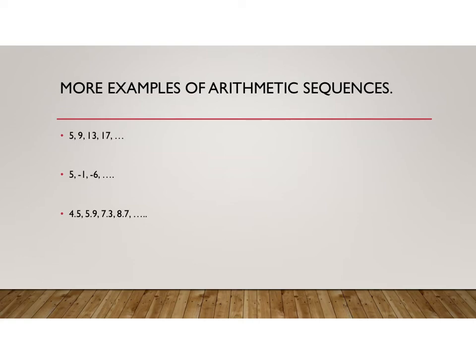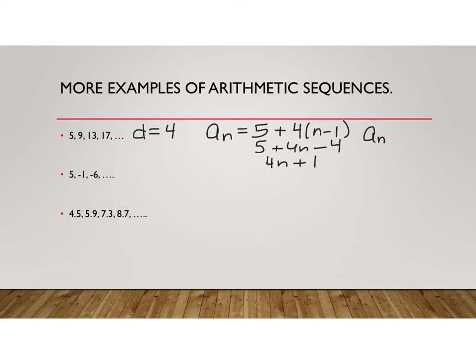So, some more examples of arithmetic sequences. 5, 9, 13, 17. This one has a difference of 4. So the formula for this would be a sub n, I'm going to use a lowercase a here, but it doesn't matter, equals first term plus the difference times n minus 1. Now you could distribute that 4, combine like terms, and we'd have 4n plus 1. Using that little trick we talked about before, this would be the difference times n, and then your term before the first would be a positive 1. So you can see you get the same formula in both cases.